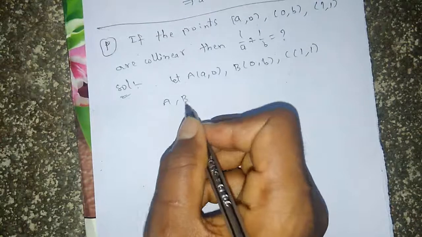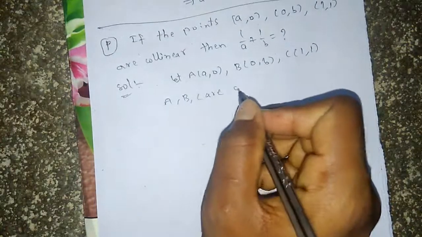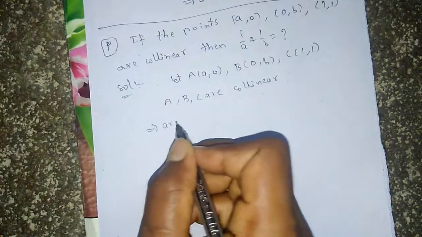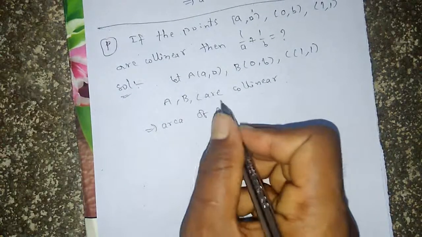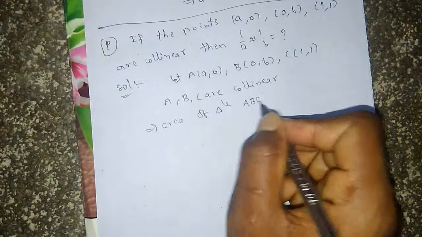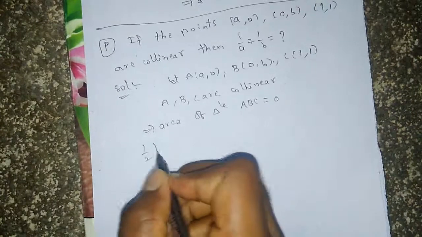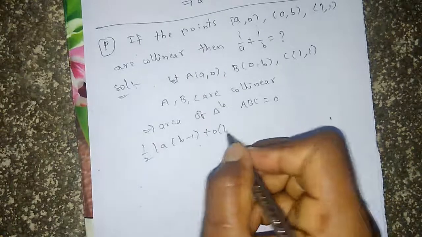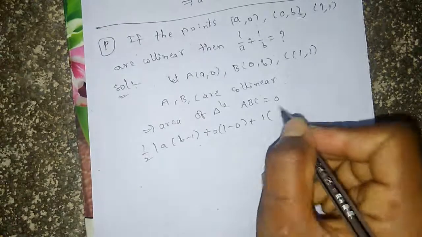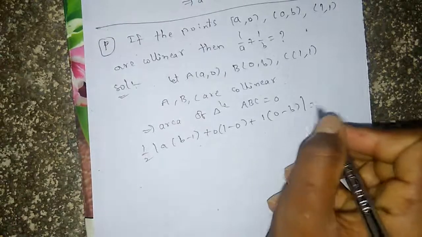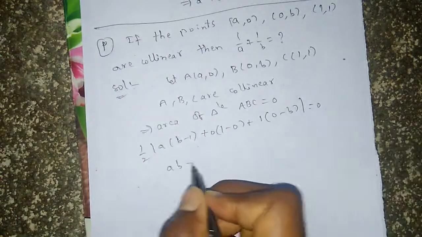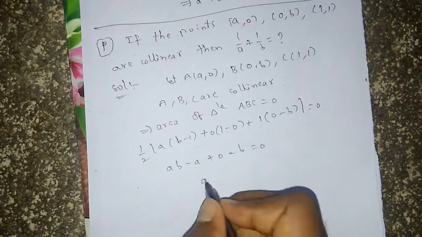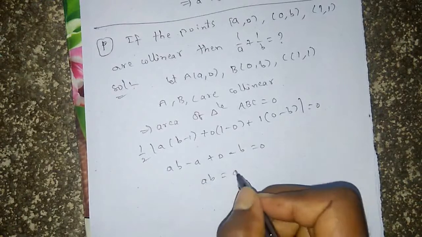Given that A, B, C are collinear, implies area of triangle ABC is 0. Apply the formula: a into (b minus 1) plus 0 into (1 minus 0) plus 1 into (0 minus b) is equal to 0. This is ab minus a plus 0 minus b is equal to 0. ab is equal to a plus b.